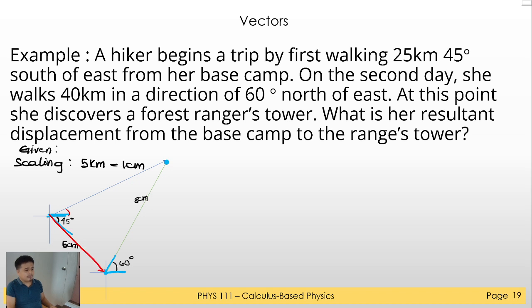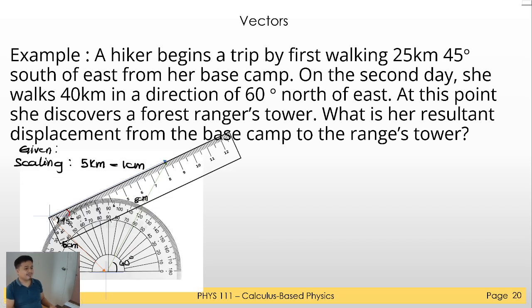So this is the first vector, and this is the second vector. Therefore, the resultant vector will be this vector. Okay? And how do we figure that out? Assuming that your scaling here is 5 kilometers to 1 centimeter, we could just use a ruler. Assuming that you have drawn this already, you could solve for the resultant vector, which will be approximately 8.2, as you can see here.